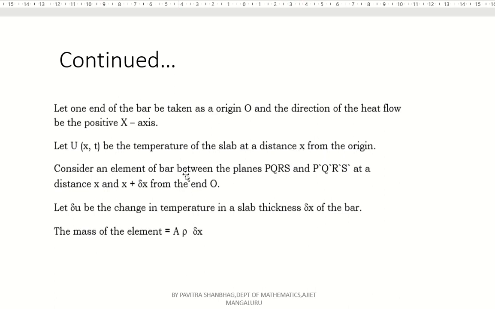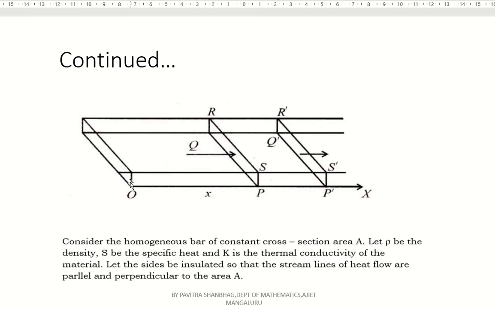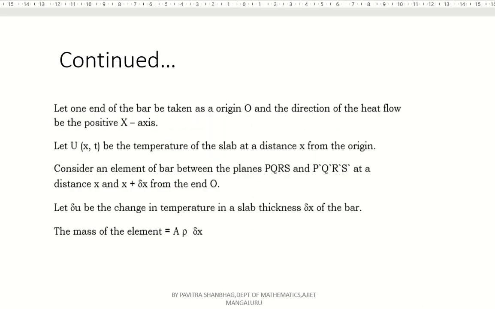Now consider an element of the bar between the planes PQRS and P'Q'R'S' at a distance x and x plus delta x from the end O. That also I have explained in the figure. The distance from origin to the first slab is x, and from the first slab to the second slab is delta x, so the complete distance from origin to the second slab is x plus delta x. Now here, let delta u be the change in temperature in the slab thickness delta x of the bar. From first slab to second slab, the thickness is delta x.